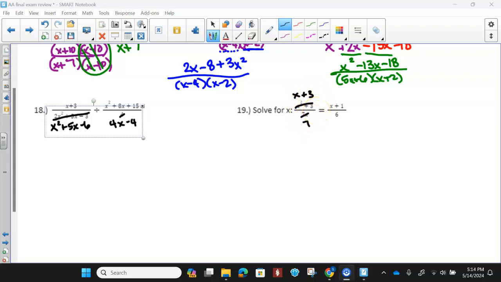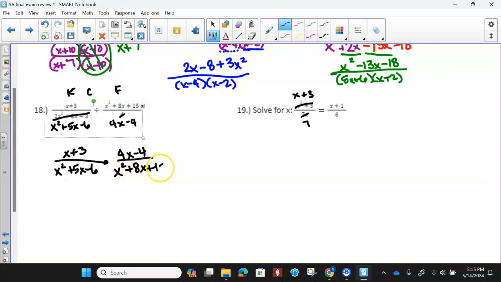So here we go. Now, we're dividing. So what does that mean when we have to divide? First, keep, change, and flip. So we're going to keep our first here, right? So x plus 3 over x squared plus 5x minus 6. We're going to multiply that by. Now flip it. 4x minus 4 over x squared plus 8x plus 15.